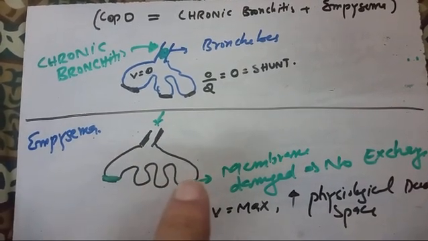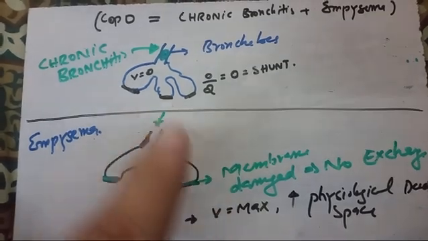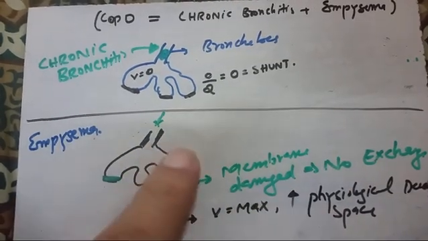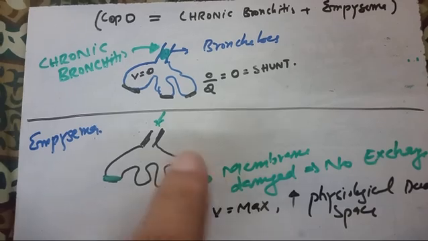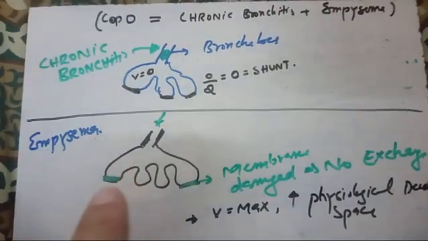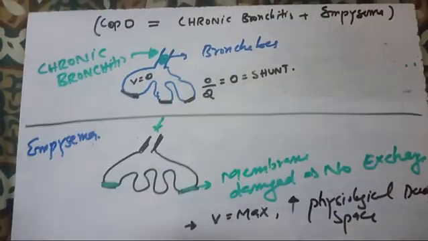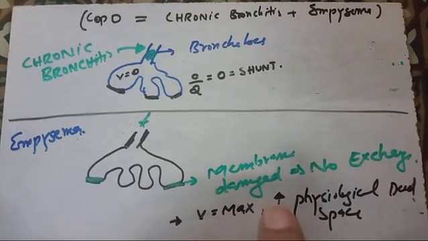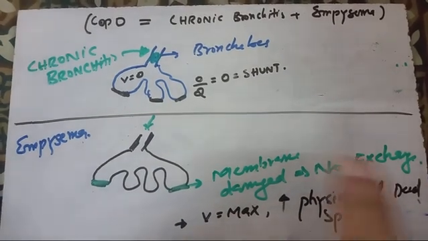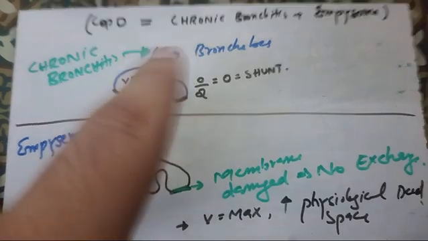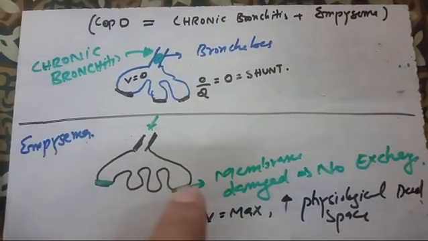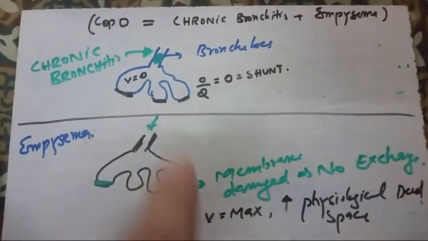In emphysema, the main thing is the alveolar membrane damage. When the alveolar membrane is damaged, there is no gaseous exchange. When there is no gaseous exchange, the amount of air that does not take part in exchange becomes maximum. So there is an increase in physiological dead space, no exchange. In chronic bronchitis, bronchioles are obstructed. In emphysema, the membrane is damaged, the membrane where the gaseous exchange takes place.